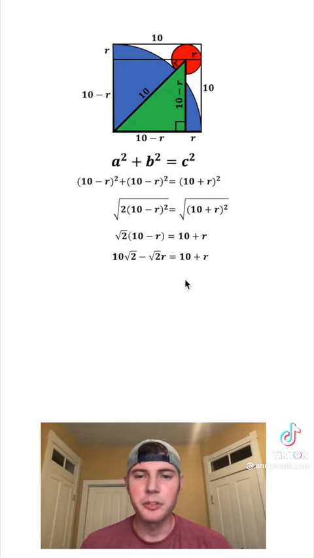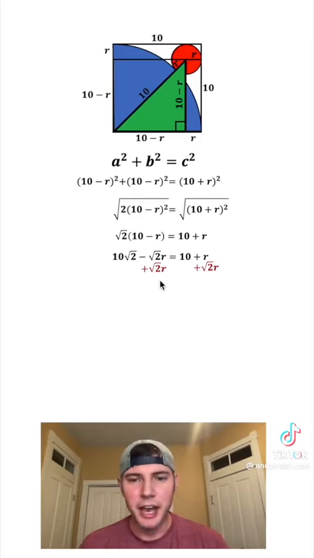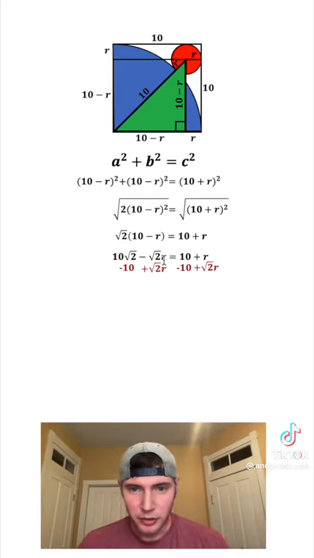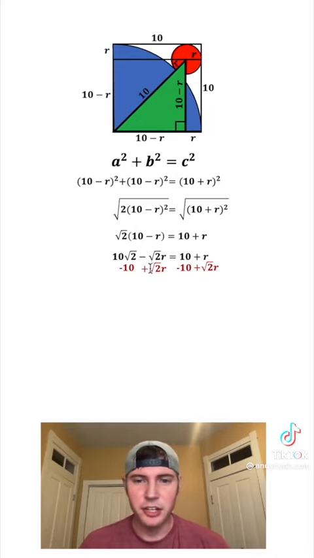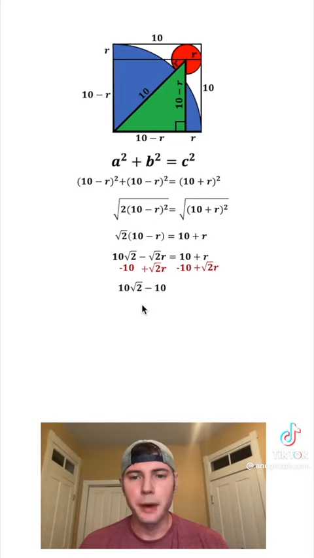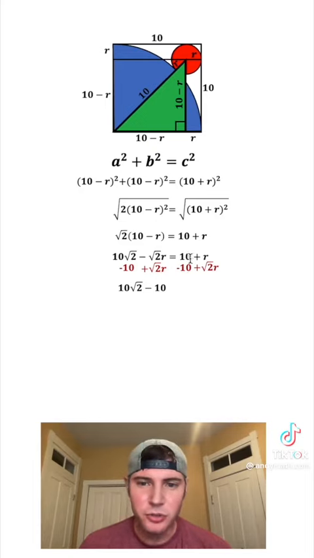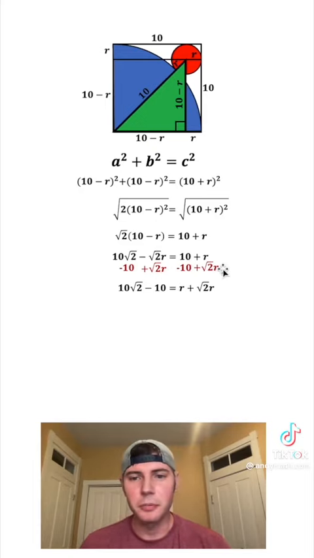Now we have an r on both sides. Let's move them all to the same side. We'll add root 2 r to both sides. And then while we're at it, we can bring this 10 to this side, so we'll subtract 10 from both sides. So on the left-hand side, these two terms cancel each other out, leaving us with 10 root 2 minus 10. And on the right-hand side, these two terms cancel each other out, leaving us with r plus root 2 r.